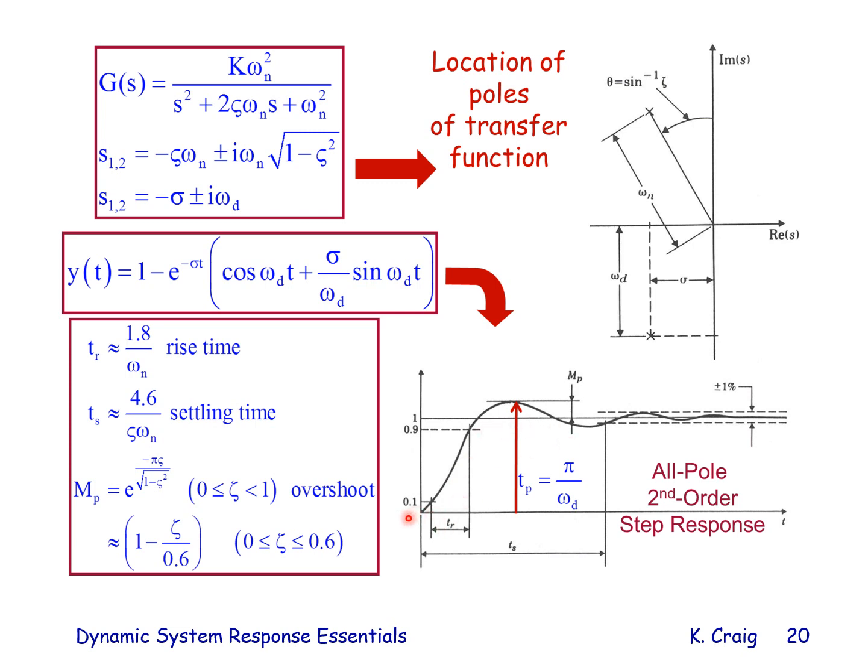The rise time is the time it takes to go from 10% to 90% of the steady state value. There's an overshoot, M sub p. There's a peak time, pi over omega d. And there's a settling time, which is the time it takes to get and stay within 1% of the steady state value. And we've already said rise time and settling time have approximate expressions. The overshoot is exact and can be approximated when zeta is less than 0.6 by this expression. So this slide has a lot of very important information on it.